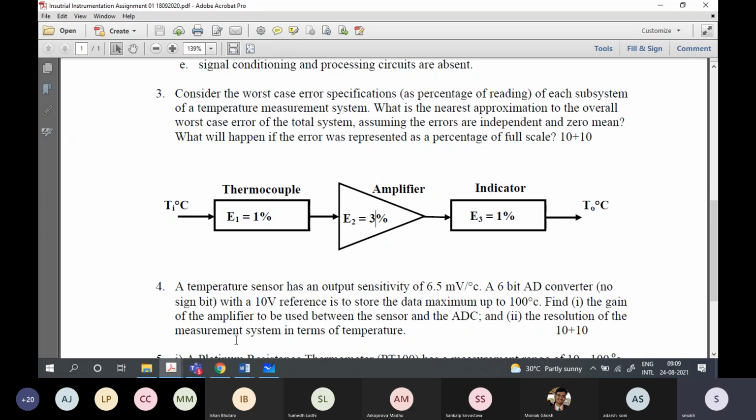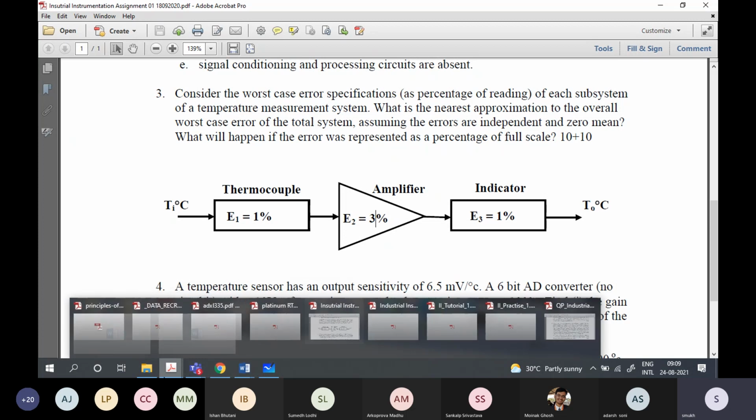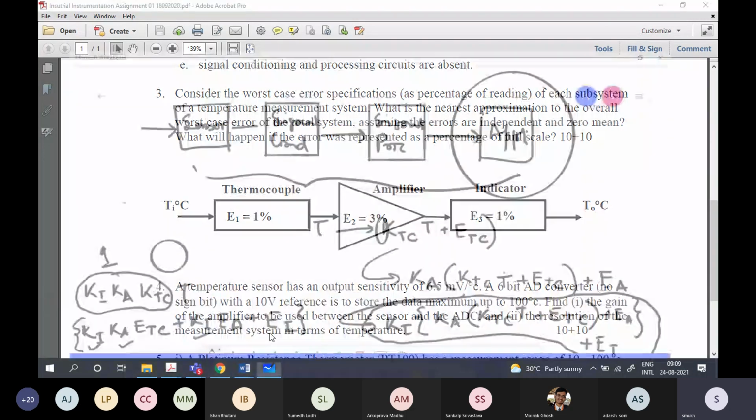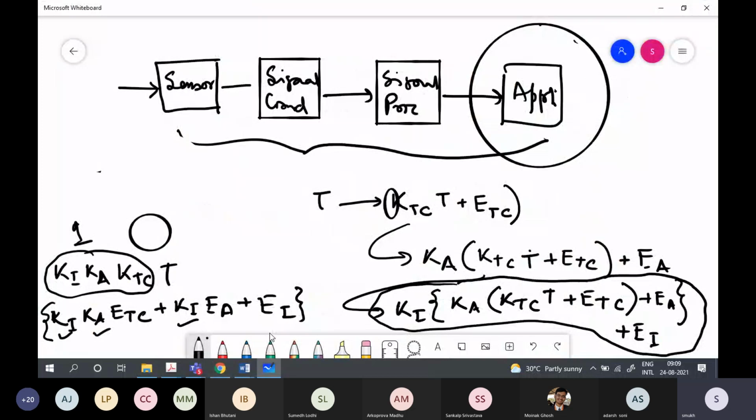If it is reading, then what was I doing here? Did you get my argument, the thing that I was saying? Yes, sir. 1% of full scale will simply add to all of them, right?